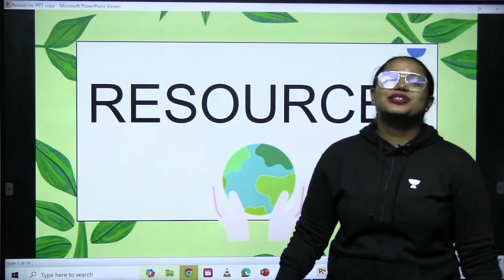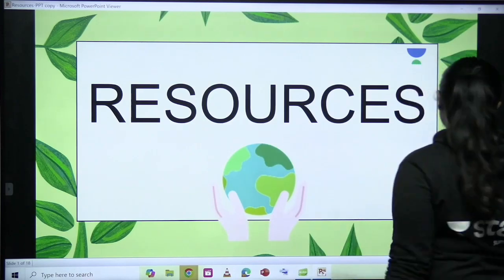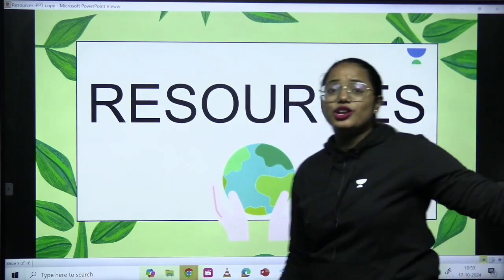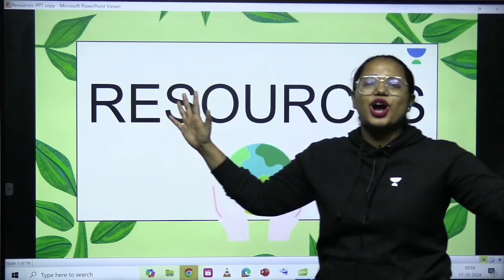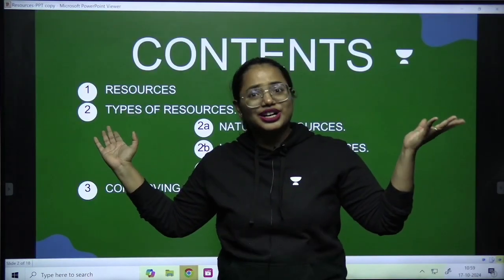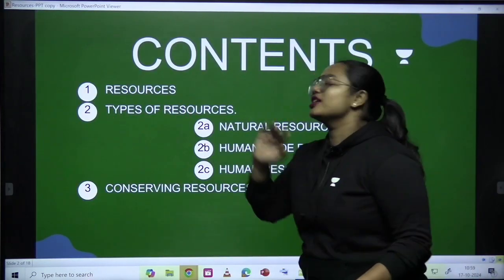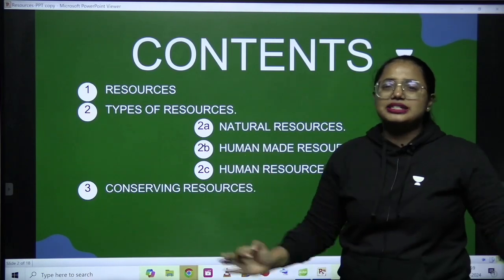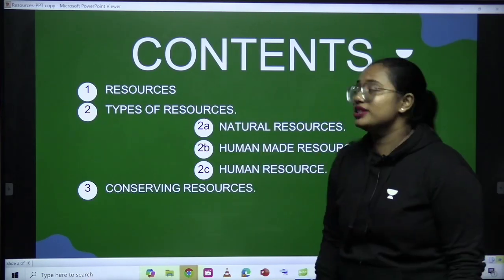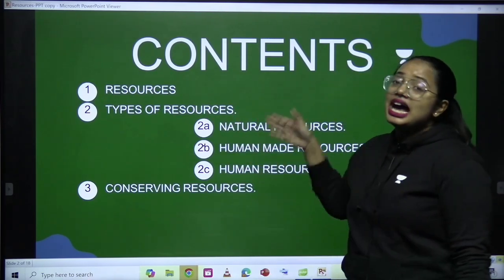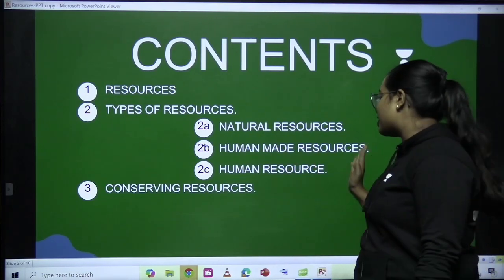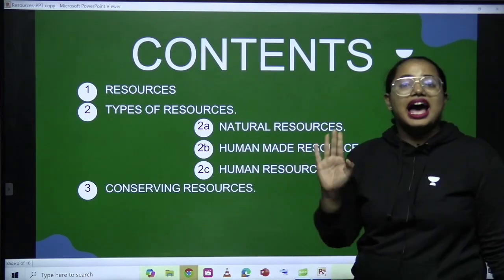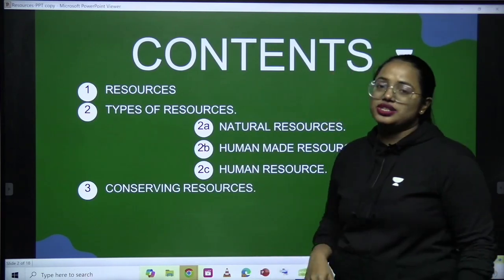Very important, right? So let's dive into our contents. Before that, I welcome all of you to this wonderful session again. This is on the topic called resources. What is it all about? We will be starting off with the very basic concept of resources, then types of resources. Under that, we have three types: natural resources, human-made resources, human resource, and finally, conserving resources.